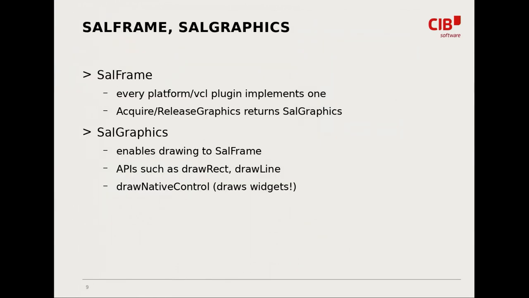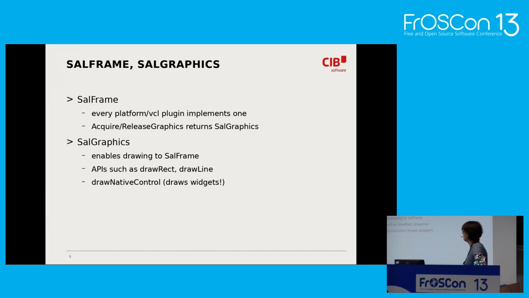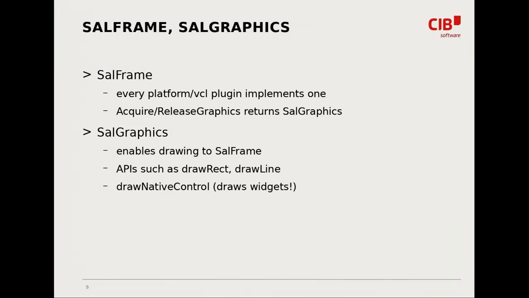And then there is cell graphics. Every cell frame is in charge of acquiring and releasing cell graphics. And there are different implementations as well. Cell graphics is something that enables you to put some content, to draw, inside the frame. It consists of low-level APIs such as draw a line, draw a rectangle, draw a polygon, write text.